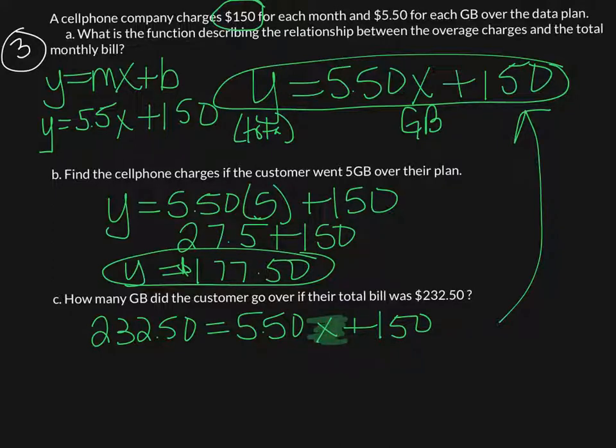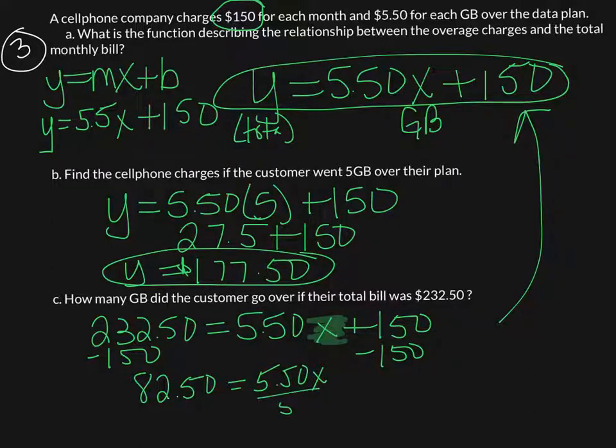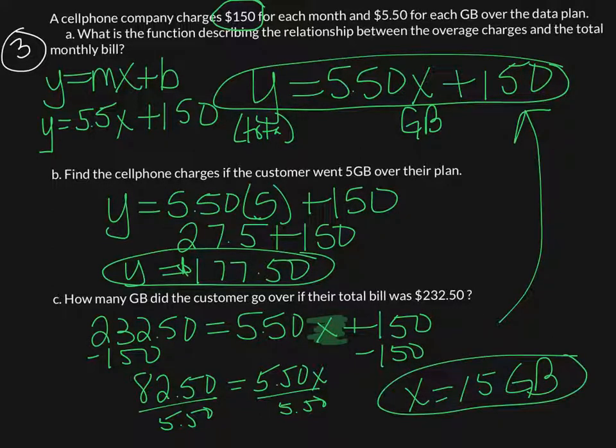I'm going to subtract 150. I get $82.50 equals $5.50 times x, and now I'm going to divide by 5.50. And I get x equals 15 gigabytes. So they went over 15 gigabytes if they had to pay $232.50 for their bill. All right, we'll do some more. Just make sure you have this down.